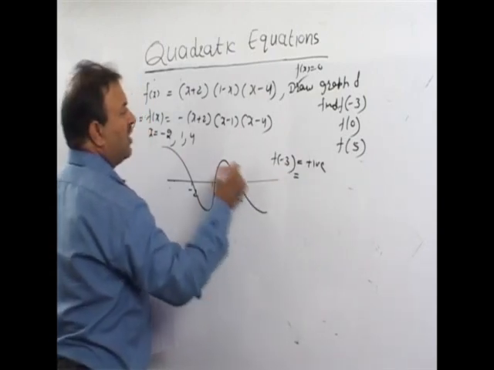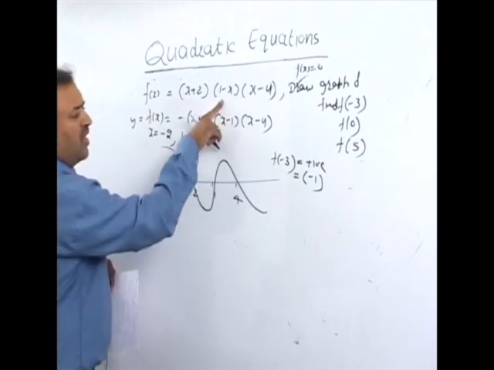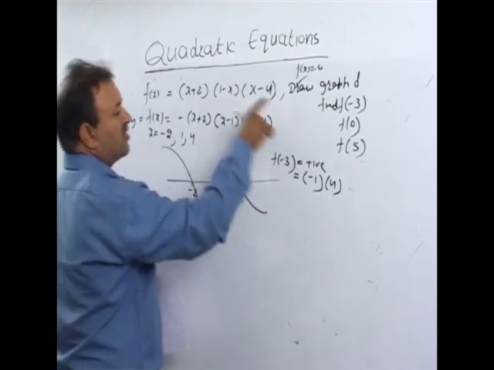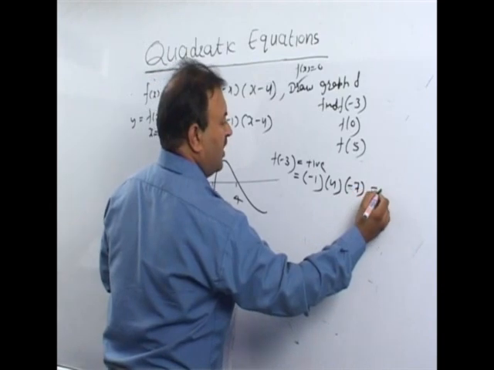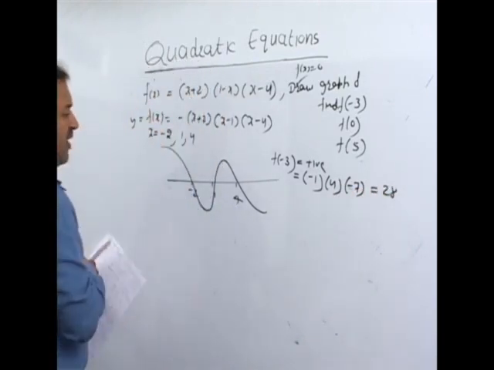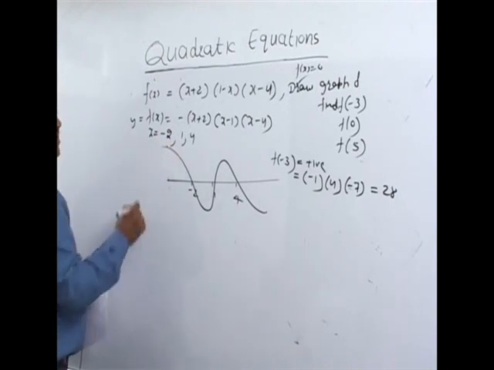Anyhow, if we calculate it, what do we get? It is minus 1 over here. We'll get it over here, it is 1 into minus 3, we'll get 4. And we'll get minus 3 minus 4, minus 7. And the resulting value we got is 28. So f of minus 3 is equal to 28. Obviously this will come above the x-axis.